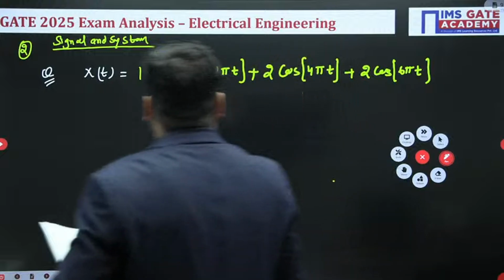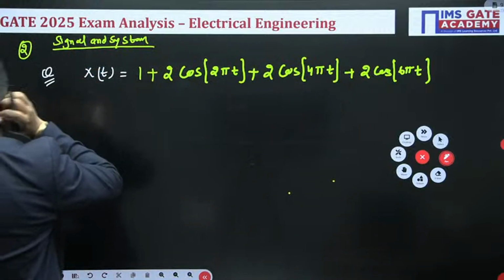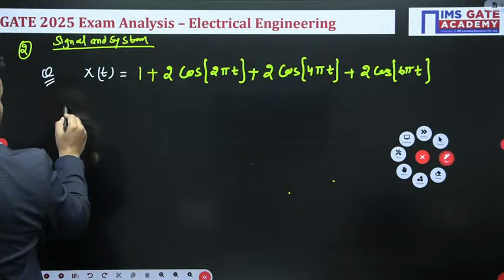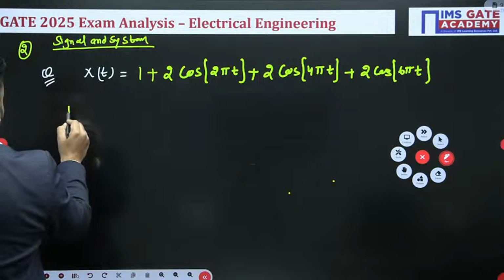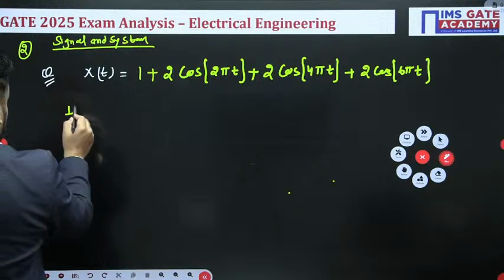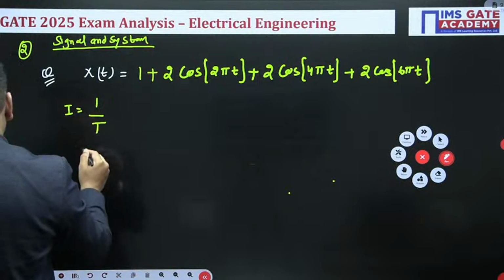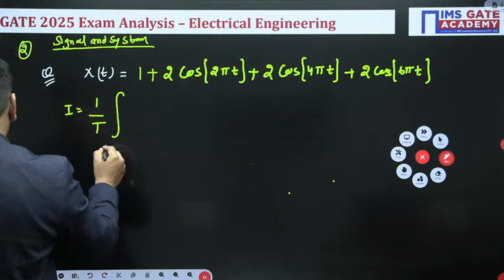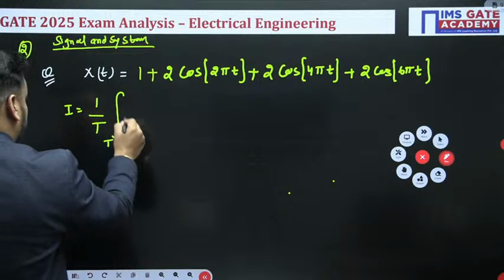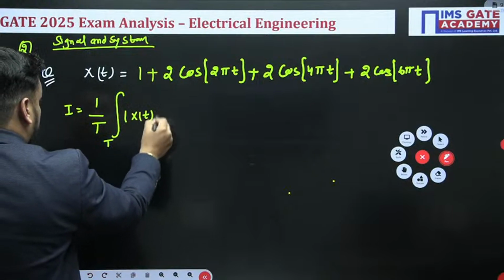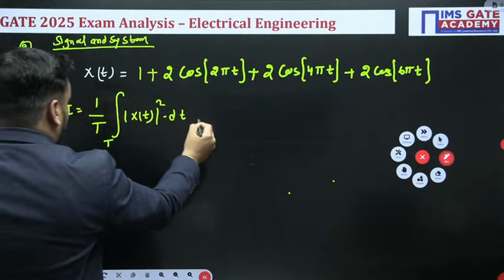Yes. So this is the question, guys. This is the question, and what is the examiner asking? The examiner is asking us to evaluate this integral value, that is nothing but 1 by T times the integral of mod of x(t) whole square dt. So this value we need to find.